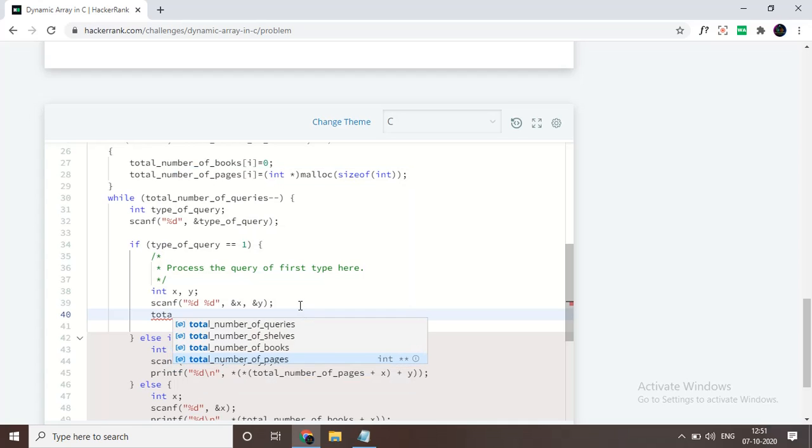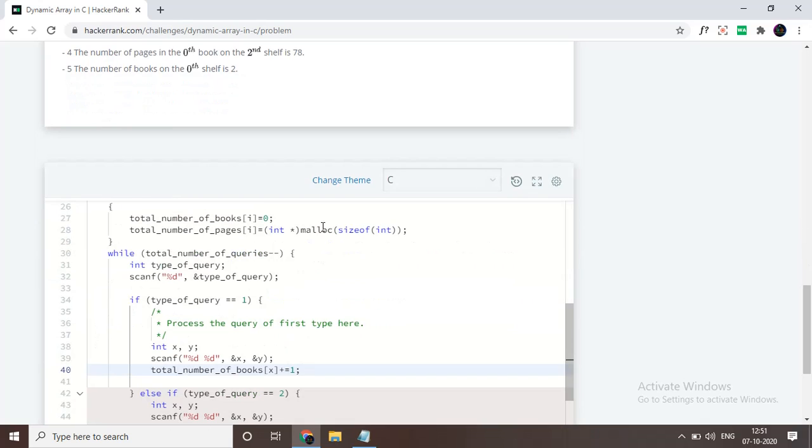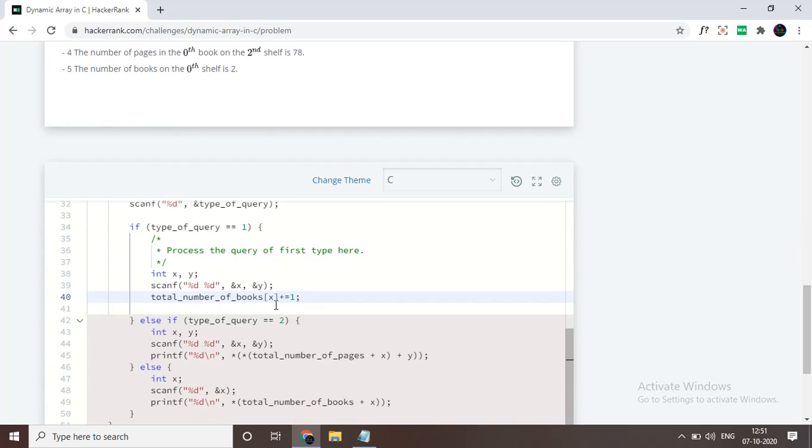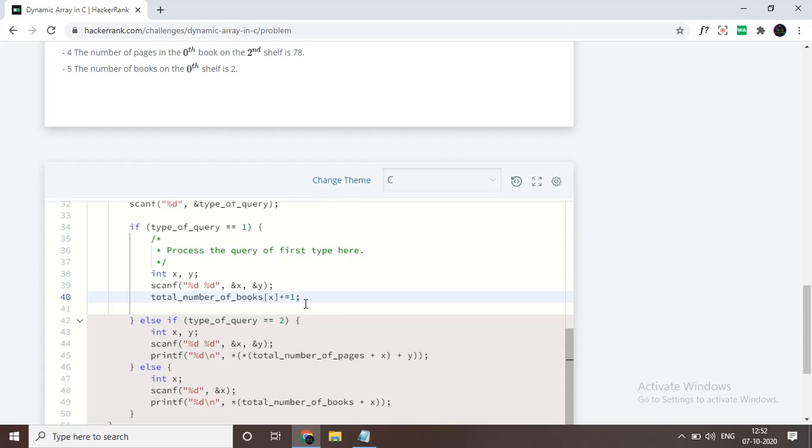For that, if the type is 1 query, I am going to write total number of books of x plus equal to 1. Why am I writing total number of books of x? X means it is going to be the shelf, right? For example, x is going to be 0. Total number of books of x, I am going to plus 1. How many books here? The total number of books is going to be 1 now. If it is another book, then I am going to increment it. That's why I am going to increment the total number of books.